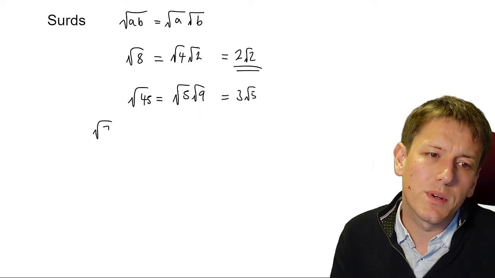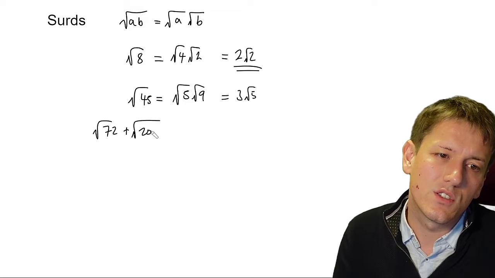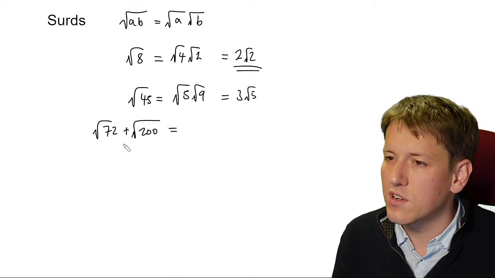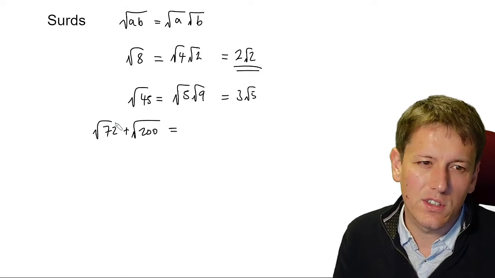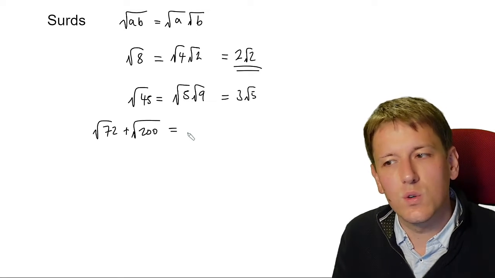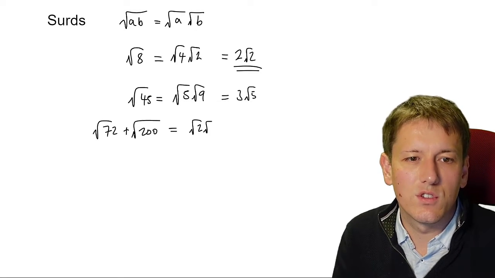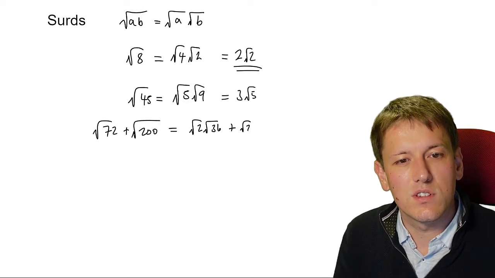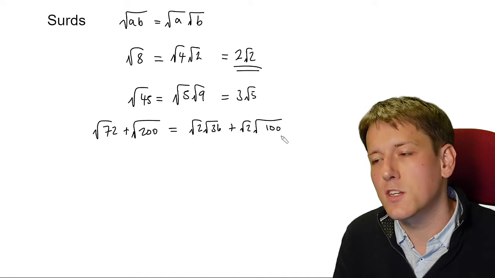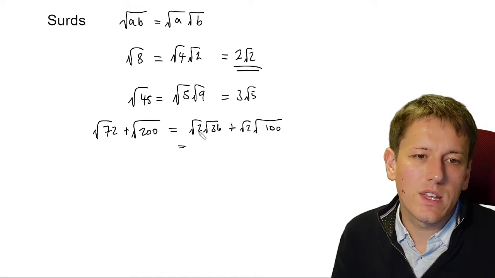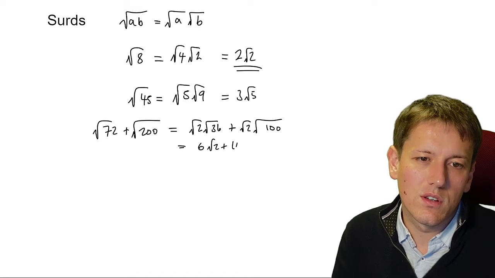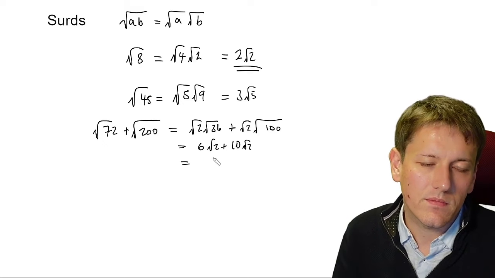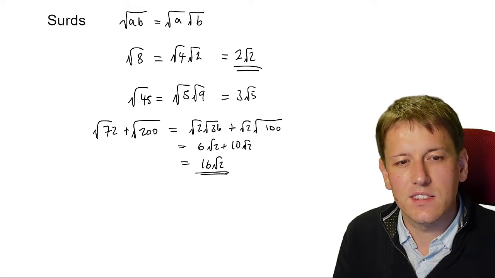This can be very useful because if I've got something like the square root of 72 plus the square root of 200, and I do this for both of the expressions, right, like so 72 is equal to the square root of 2 times the square root of 36, and the square root of 200 is the square root of 2 times the square root of 100, then I can write this as 6 root 2 plus 10 root 2, and add those together and get 16 root 2.